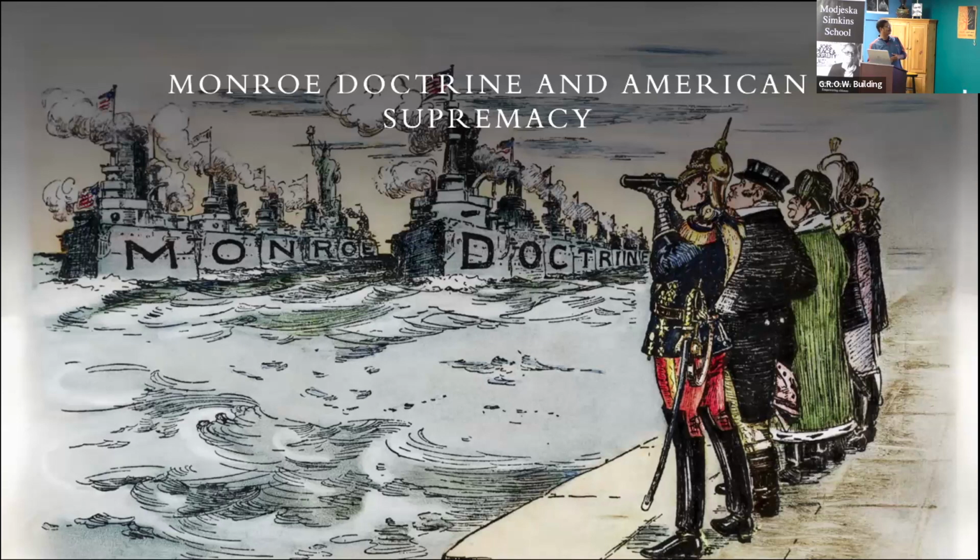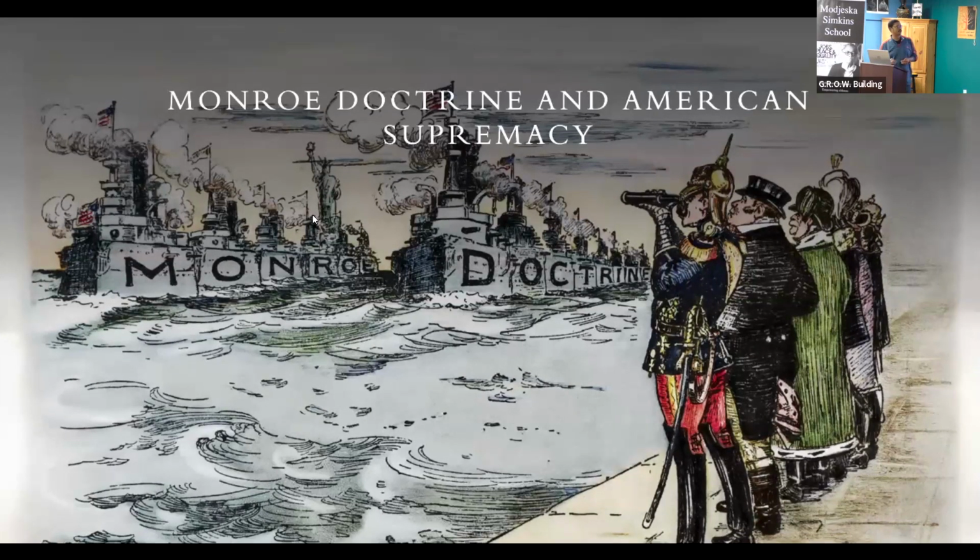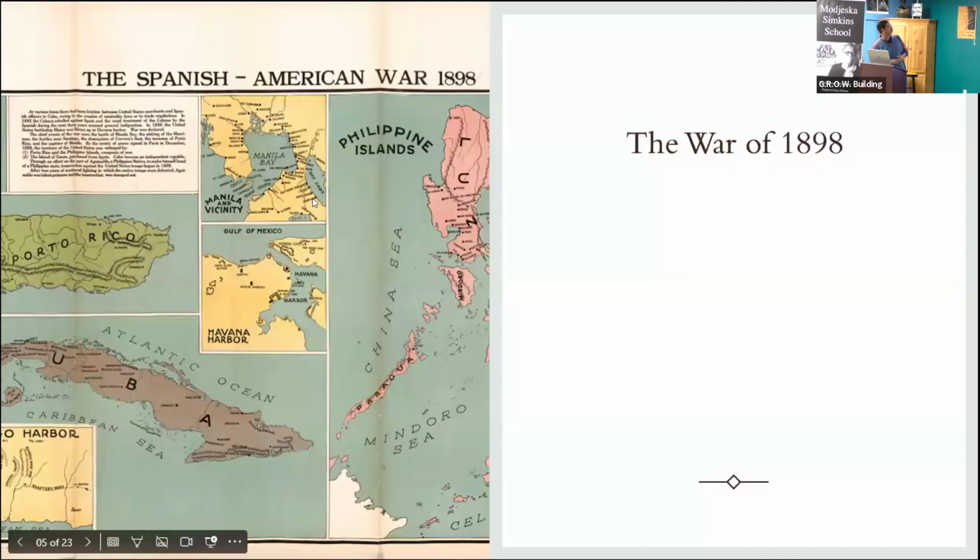But again, what you're seeing here is not just the United States proclaiming the Western Hemisphere to be free of European domination. It's also showing that the Western Hemisphere is now safe for American domination. And this domination would best manifest itself in the War of 1898, aka the Spanish-American War.